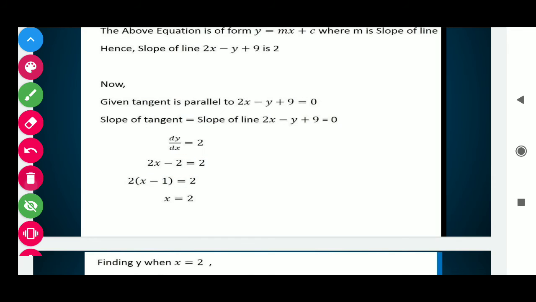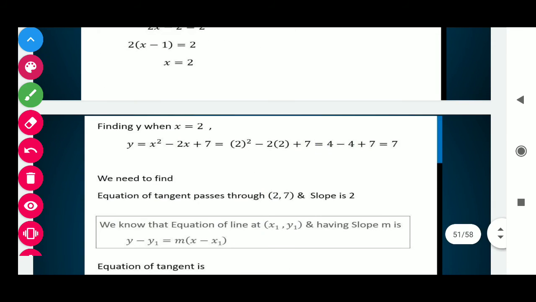Now students, it's time to find the value of y. For that, put x equals 2 in the equation of the curve. We get square of 2 minus 2 into 2 plus 7. In this way we get 7. Now students, here we get the point (2, 7), and the slope is 2.